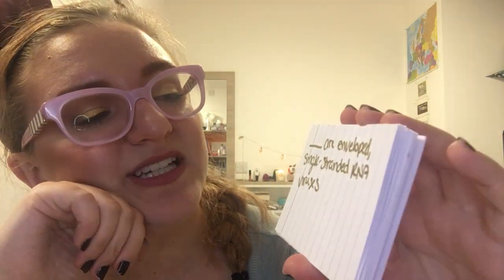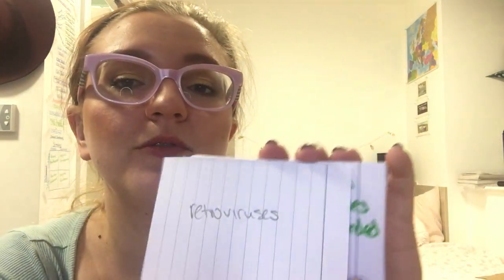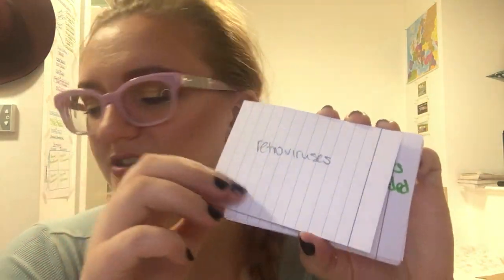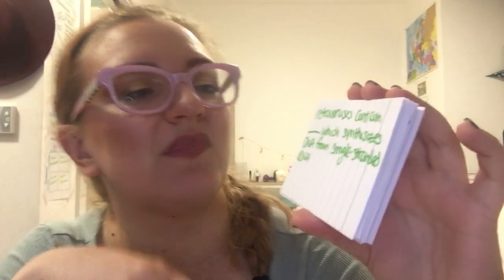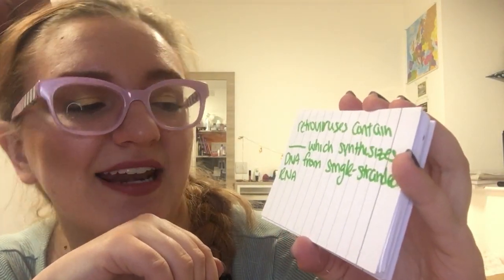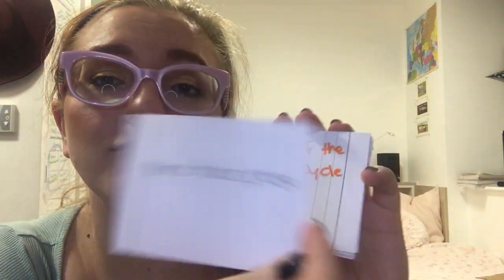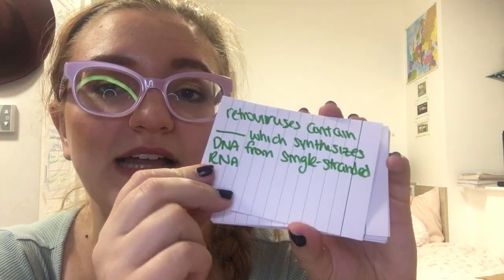Blank are enveloped, single-stranded RNA viruses. Those are what we call retroviruses. You've probably heard that term before. Retroviruses contain blank, which synthesizes DNA from single-stranded RNA. They contain reverse transcriptase, and that's what allows them to do that.